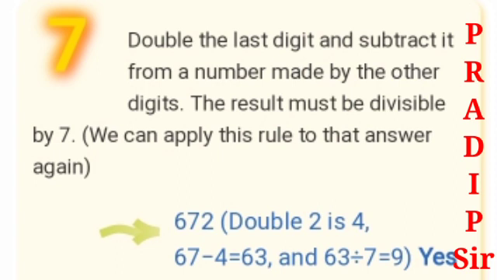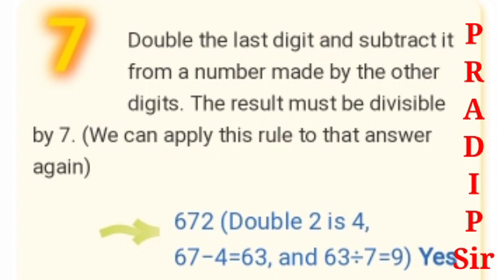Now subtract 4 from 67. That is 67 minus 4 is 63. But as you know, 9 times 7 is 63. That means 63 divided by 7 is 9, a whole number. So 63 is divisible by 7. That means the number 672 is divisible by 7. This is the process to test whether the number is divisible by 7 or not.